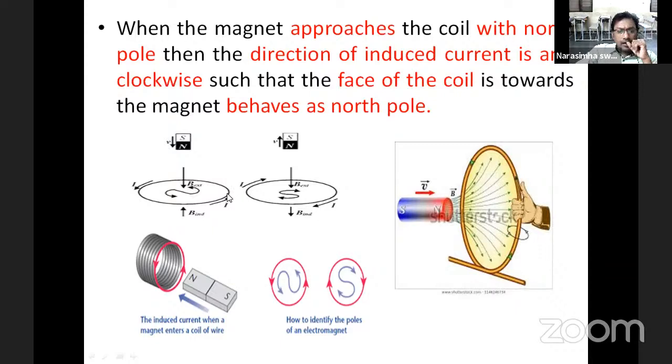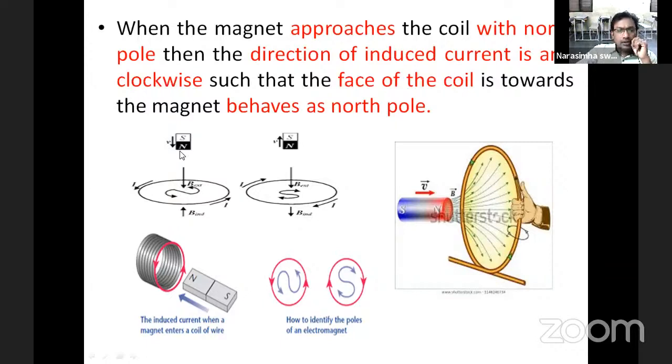So the same thing: the current is moving in this direction, then look at this magnetic field. This is the external magnetic field, and this is the induced magnetic field. If the current is anti-clockwise, then this magnetic field is due to the induced current. So due to the induced current, the magnetic field is generated, and the upper part of the coil becomes north polarity.